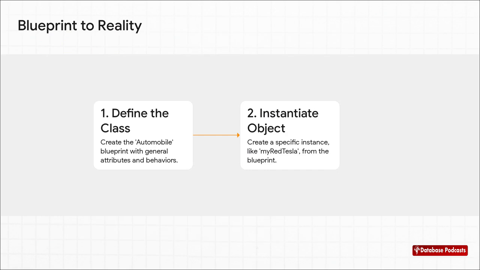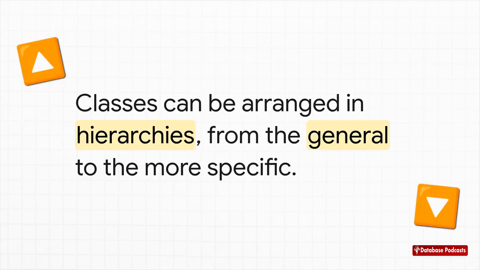So the process is pretty straightforward. First, you define your automobile class. This blueprint says, hey, every car is going to have a color and a speed, and it will be able to accelerate. Then you instantiate an object from that blueprint. You create My Red Tesla, which gets its own unique identity and its own state. Its color is red, its speed is currently 0, but it uses all the behaviors that were defined back in the main blueprint.